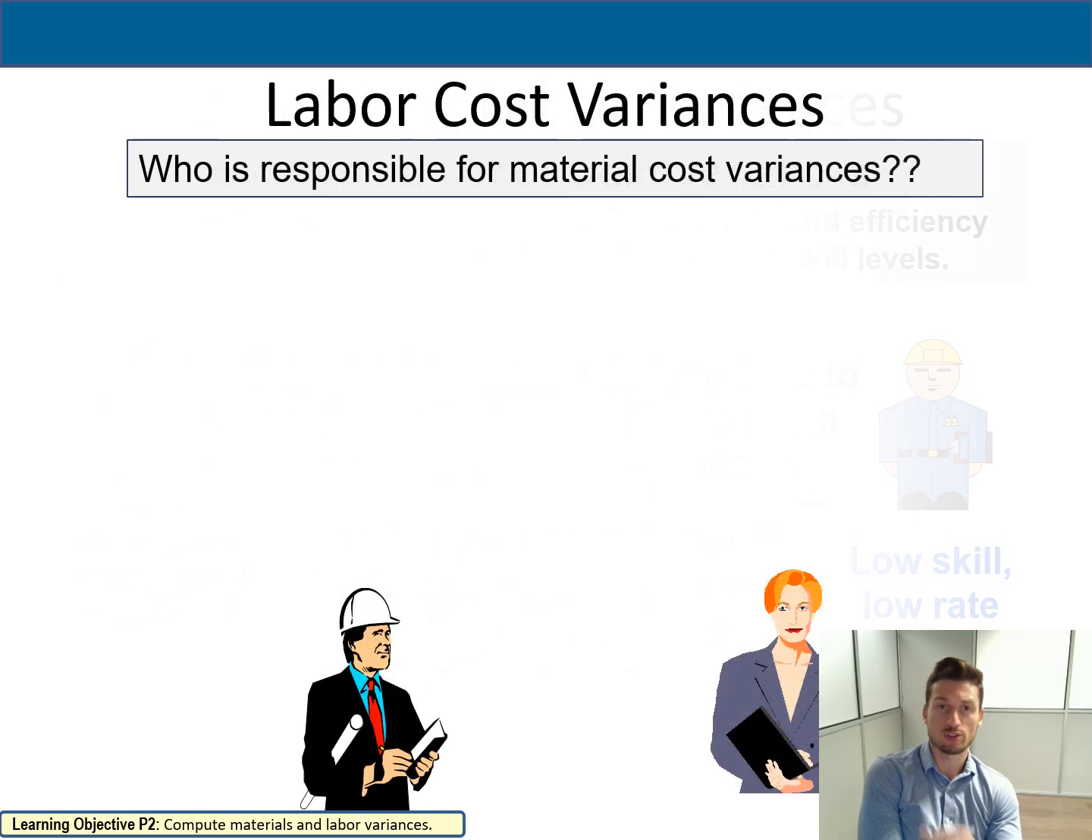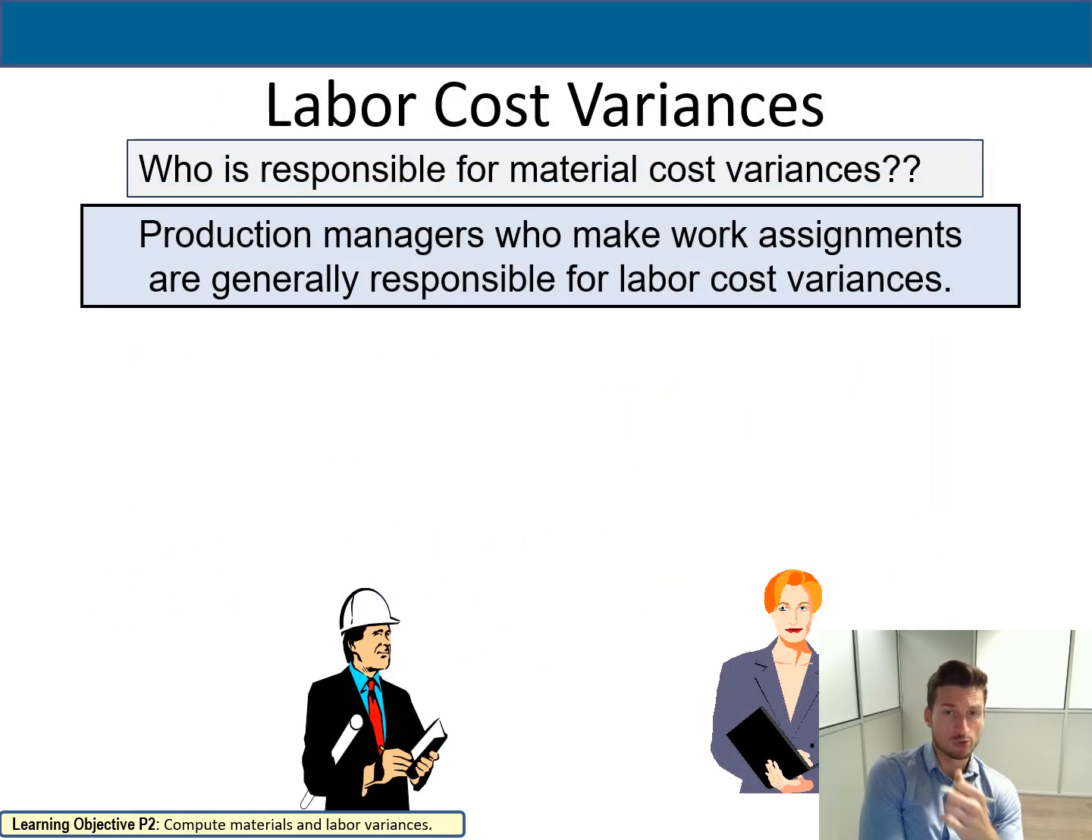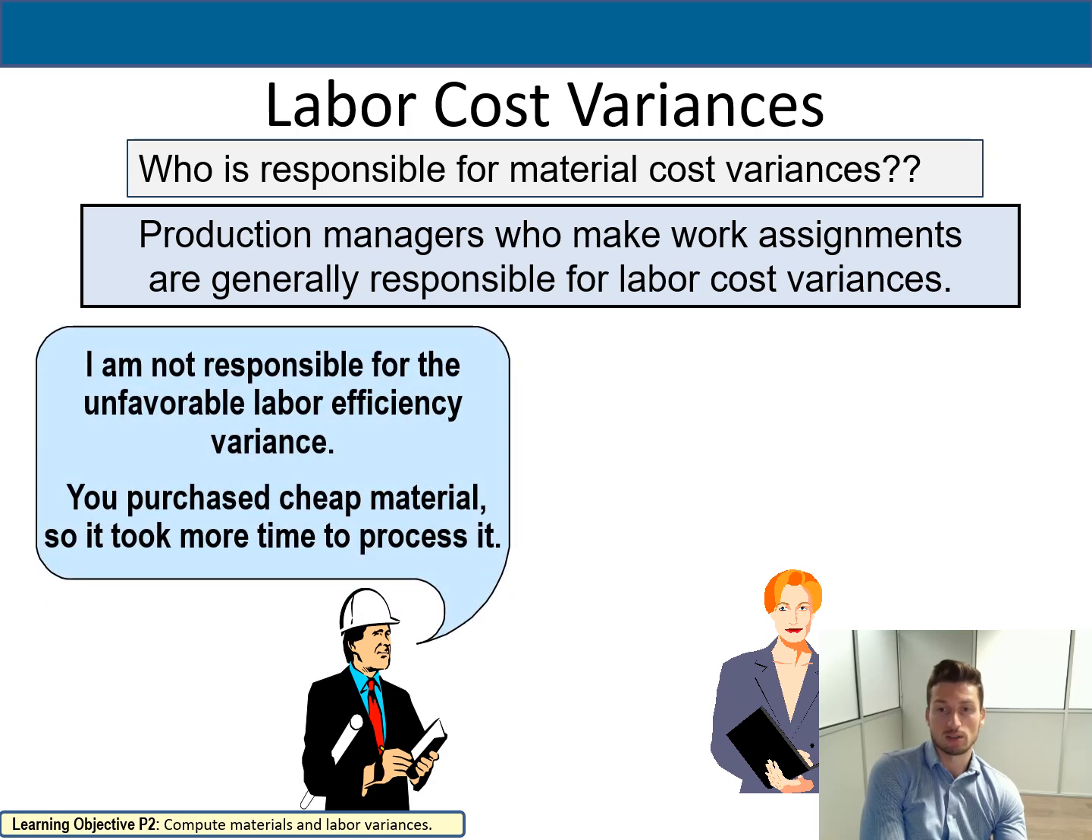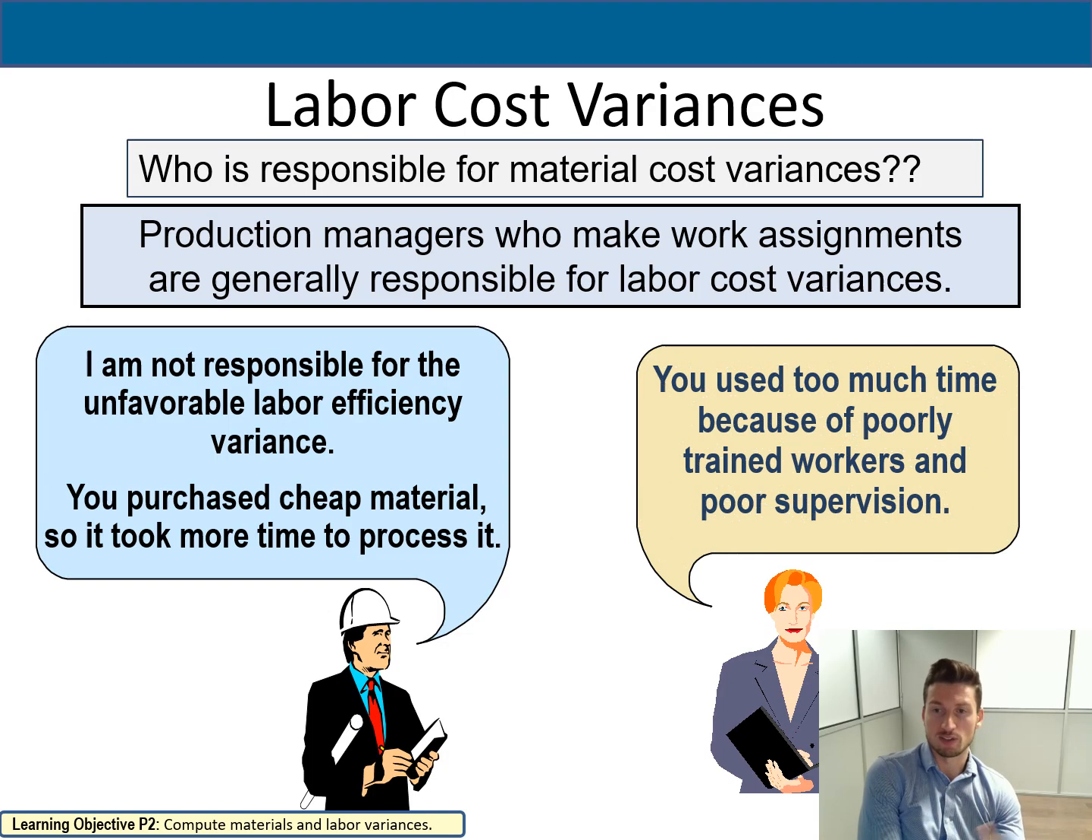Who is responsible for these variances? Of course, responsibility again can be production managers who are assigning the work to labor, and always the accountant and general manager or supervisor will ask them for a response on why they have, for example, these variances. This is the same topic as we discussed before.